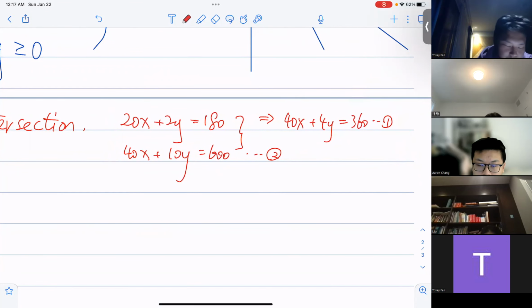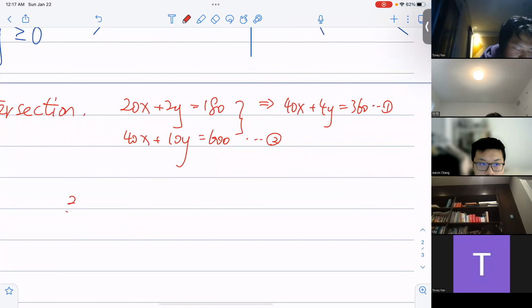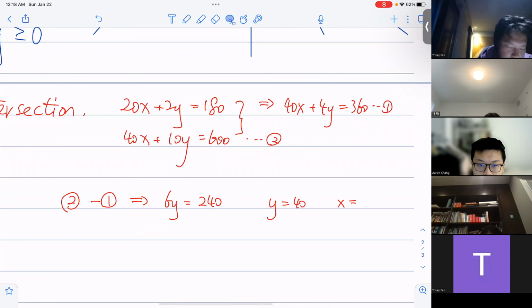I'm just trying to speed up, okay? So 2 minus 1, that gives us 6y equals 600 minus 360, that's 240. So y is 40. And then plug it back in. x is gonna be, plugging it here, that's 400, that's 200, right? 200 divided by 40, x is going to be 5.